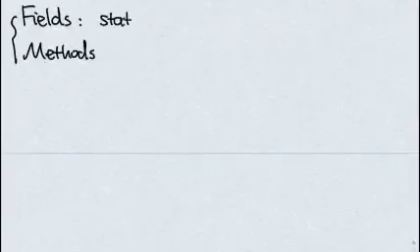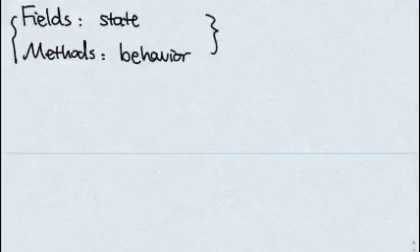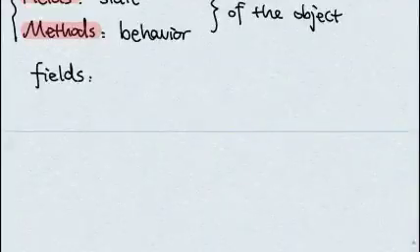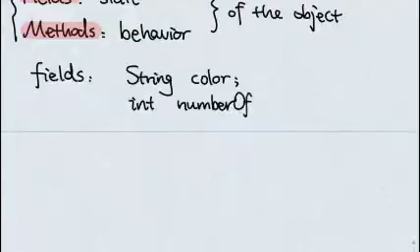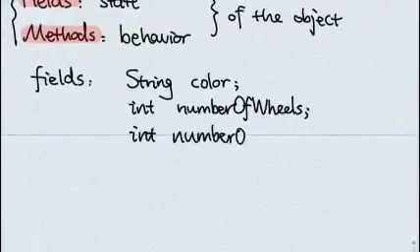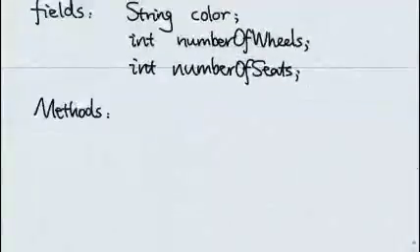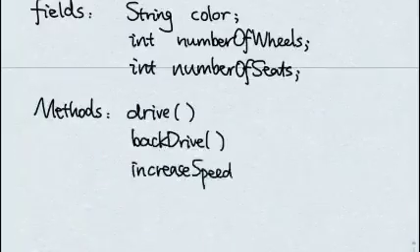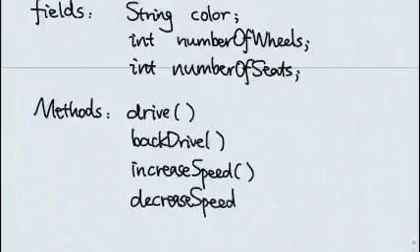Then, an important knowledge is fields and methods. Fields are used to describe the state of the object, and methods are used to describe the behavior of the object. For example, for a car, its fields, or its states can be color, which is a string, number of wheels and number of seats, which are integers. Also, its methods, or its actions can be drive, back drive, increase speed and decrease speed, which are common behaviors of a car.